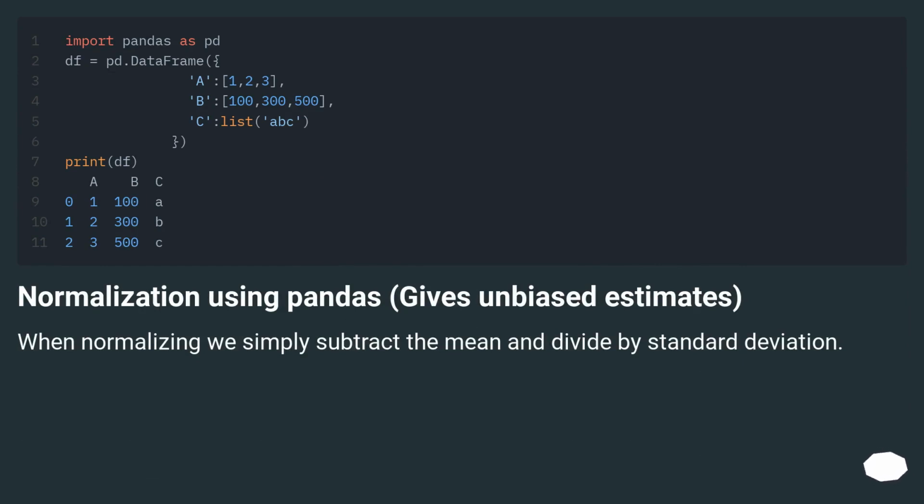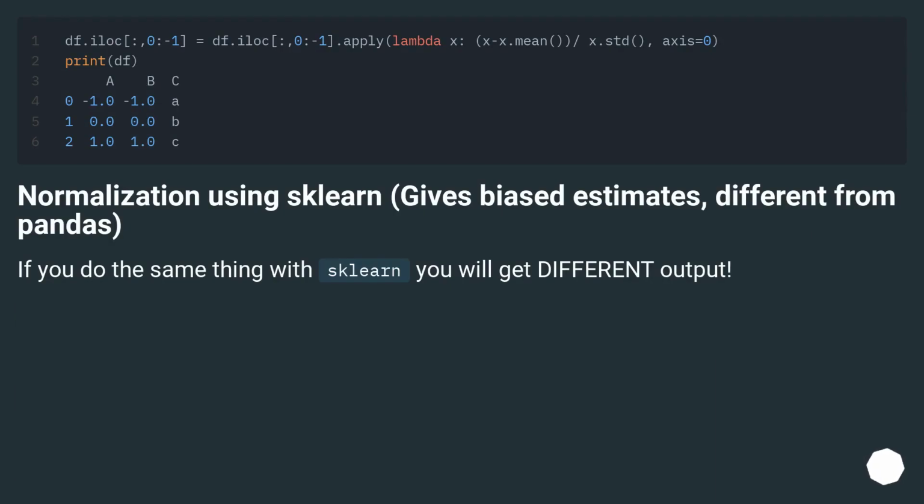Normalization using pandas gives unbiased estimates. When normalizing, we simply subtract the mean and divide by standard deviation. Normalization using sklearn gives biased estimates, different from pandas. If you do the same thing with sklearn, you will get different output.